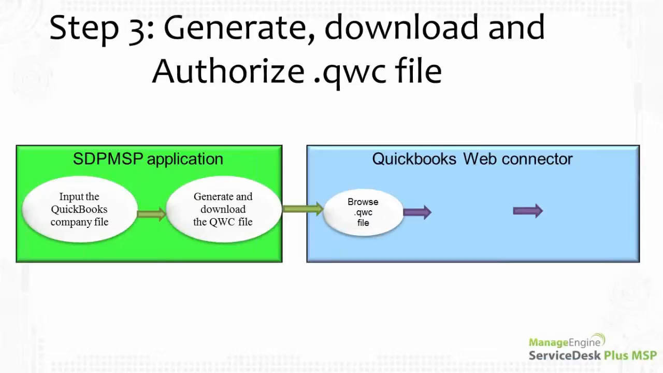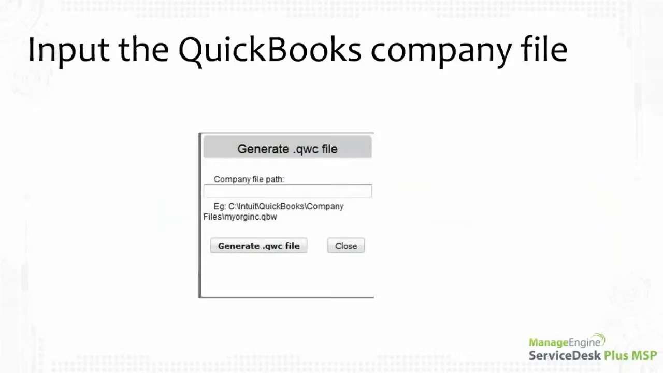I suggest you open the ServiceDesk Plus MSP application also on the same machine where QuickBooks Web Connector and QuickBooks are installed, which will help you to do all these operations very easily. Okay. So once you have this QWC file and the auth token with you, open the QuickBooks Web Connector and follow the other process of browsing the file and authorizing and allowing the access. So just let's see how exactly it goes with certain screenshots available here.